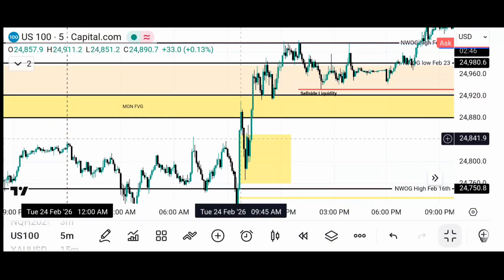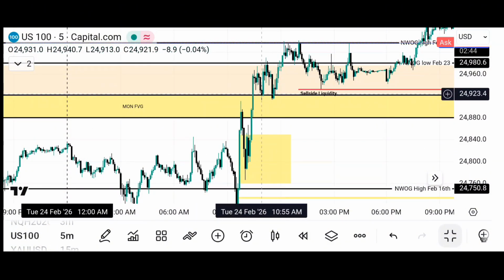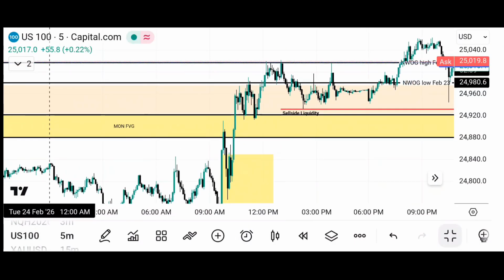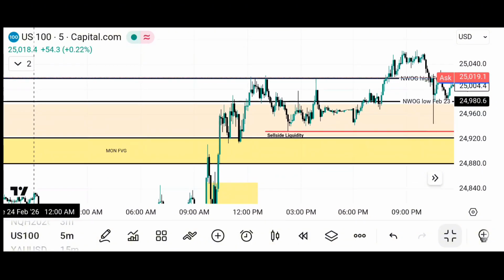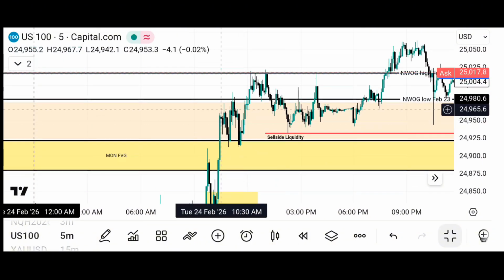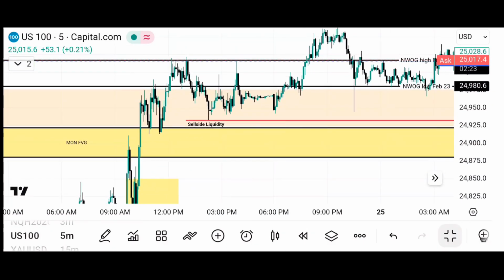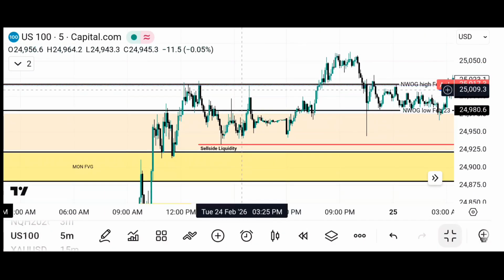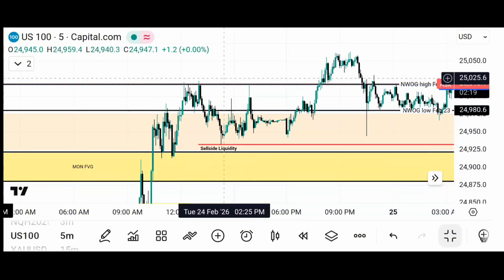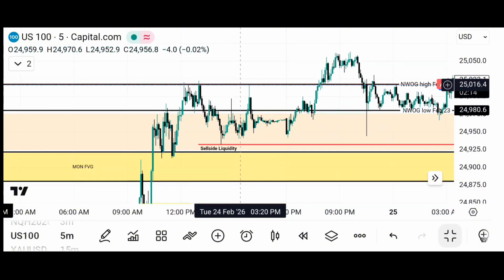This day was actually Tuesday, and price is still respecting the fair value gap formed on Monday. That's why I extend it all through the week, because price is going to make use of it as long as price trades on that level. Now it uses it as support to bounce up into the new week open gap formed on February 23rd. New week open gap for Monday, formed on February 23rd.